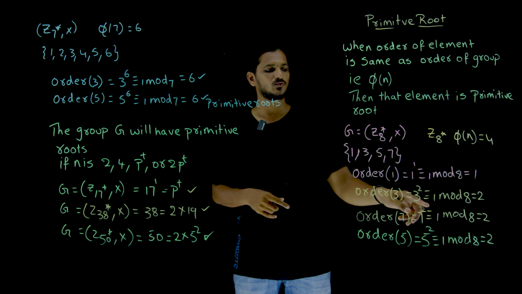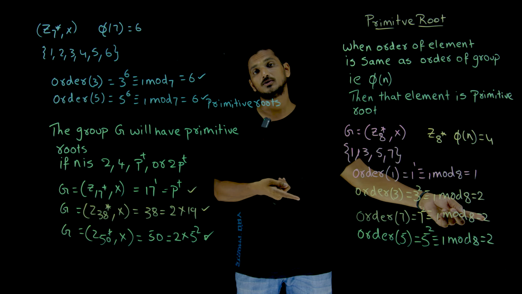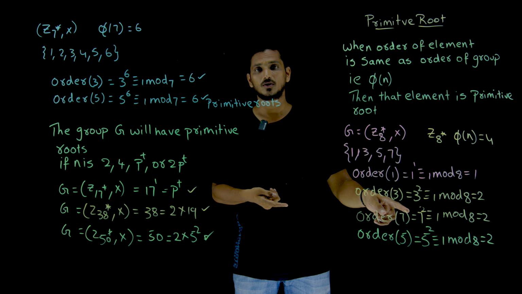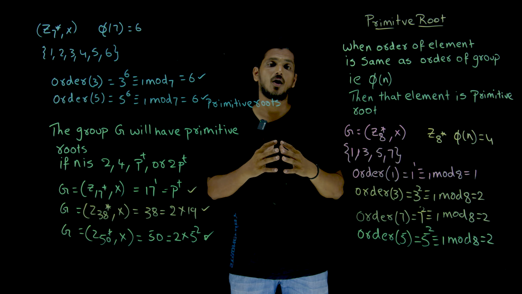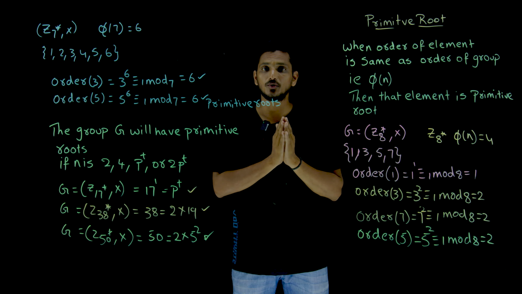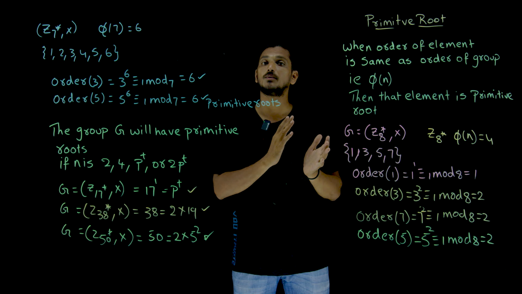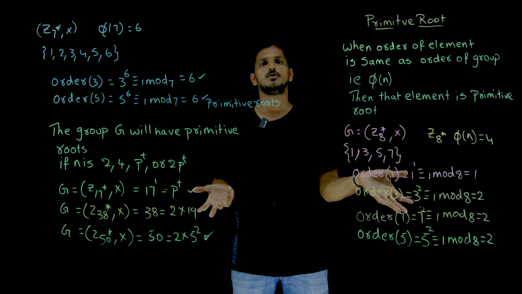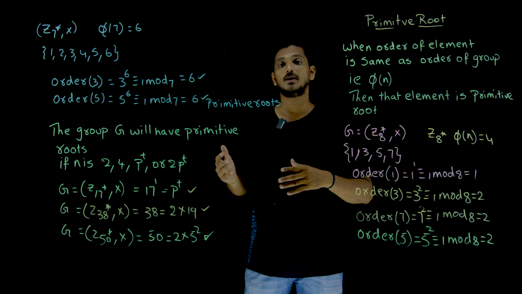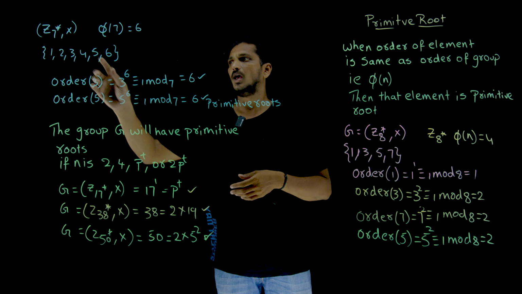Order of 7: 7 squared is congruent to 1 mod 8. So the order is 2. This is also not a primitive root. The point you need to understand is that not all groups have primitive roots. Some of them will have, some of them don't have primitive roots. This group doesn't have a primitive root. Let's take one more example which contains primitive roots.